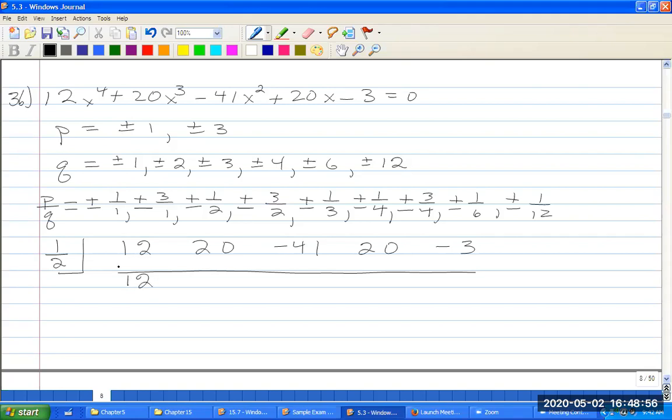Let's do 12 times a half is 6. Okay, 26 times a half is 13, which gives me minus 28. This gives me a negative 28. This gives me a negative 14. This gives me a 6. This gives me a 3. This gives me a 0. Good.